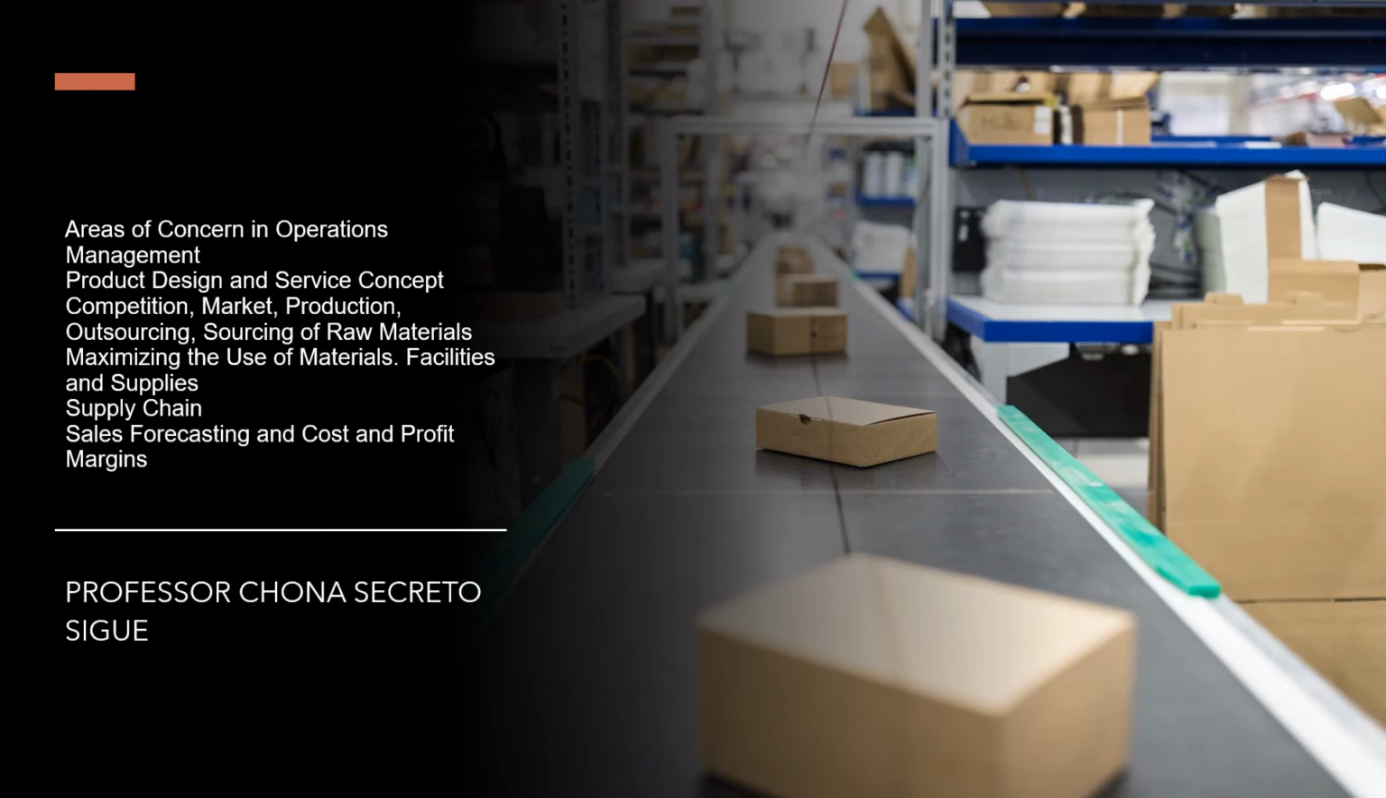Hi everyone, today I will discuss lesson 5 in operations management, which covers the areas of concern in operations management: product design and service concept, competition, market, production, outsourcing, sourcing of raw materials, maximizing the use of materials, facilities and supplies, supply chain, and sales forecasting and cost and profit margins.